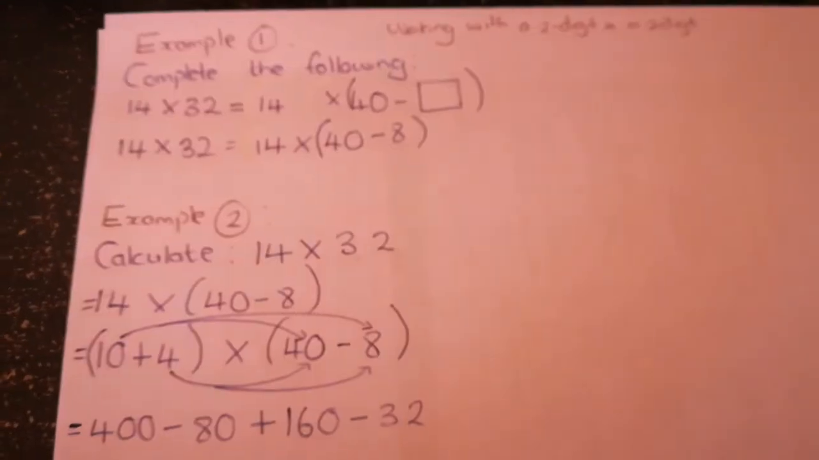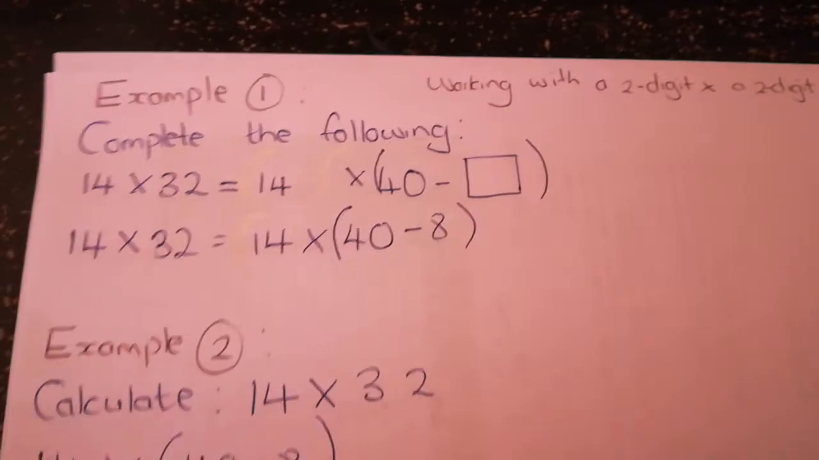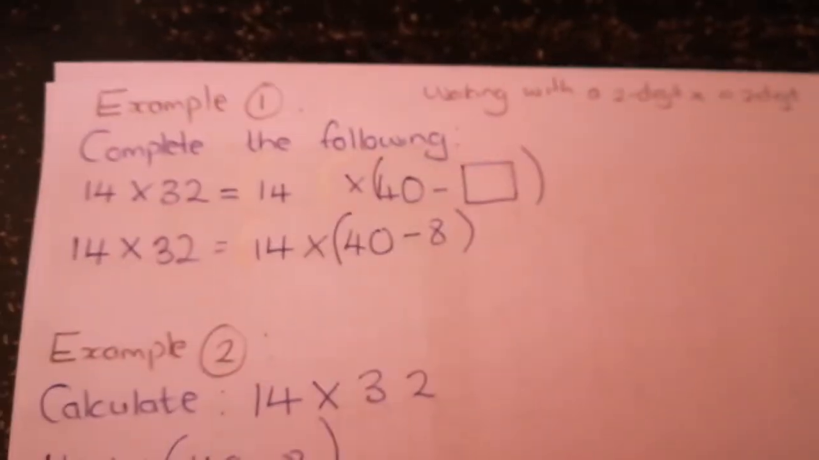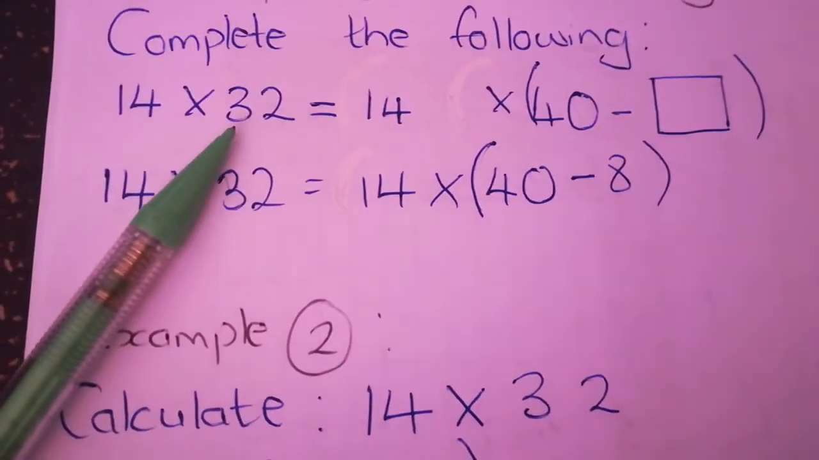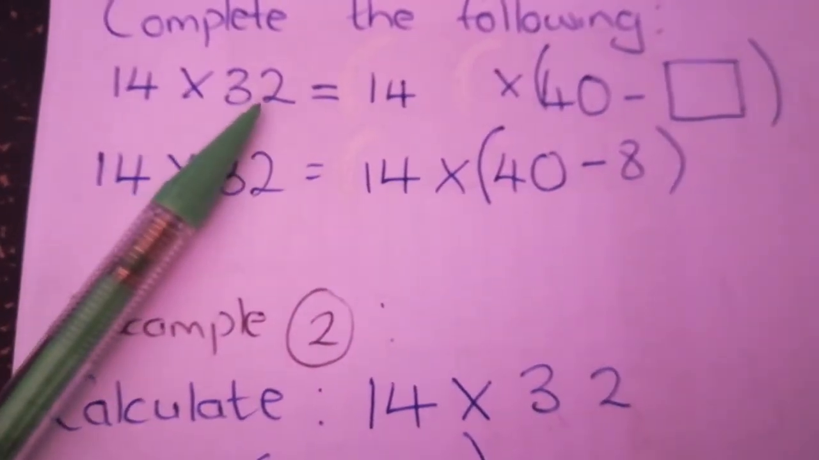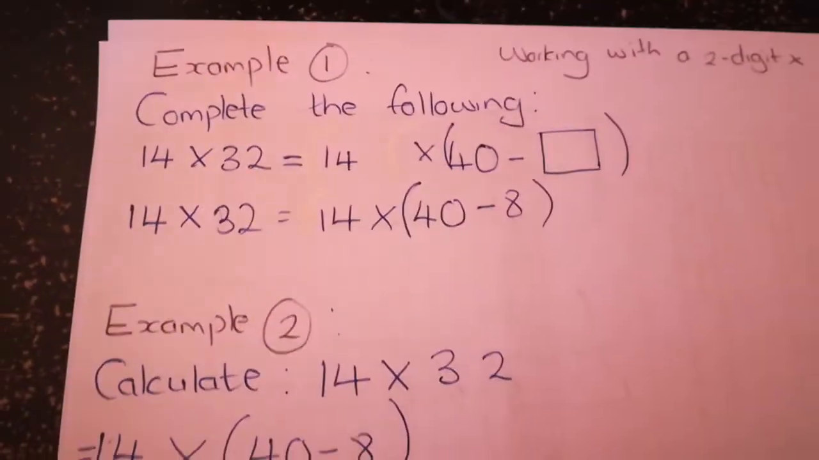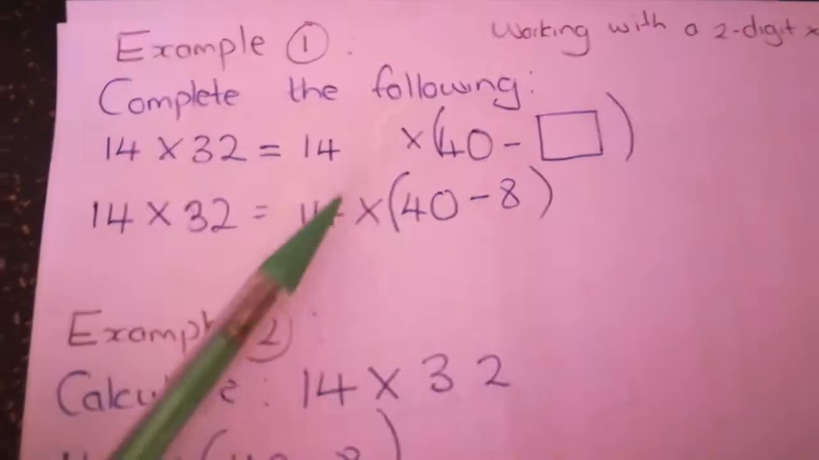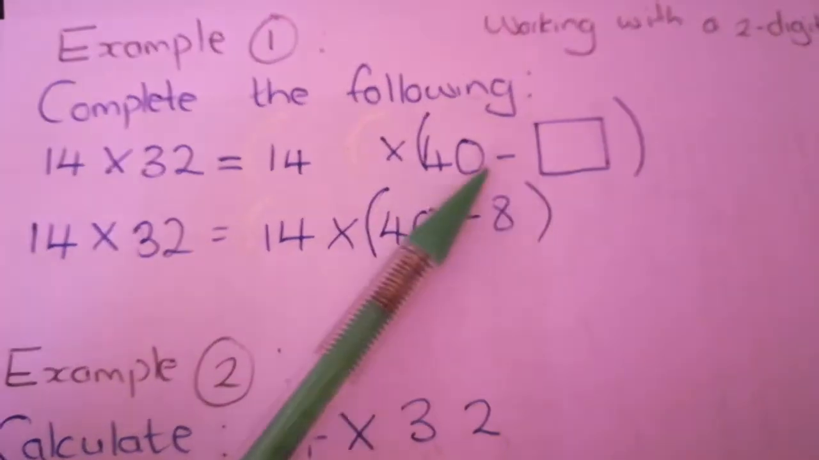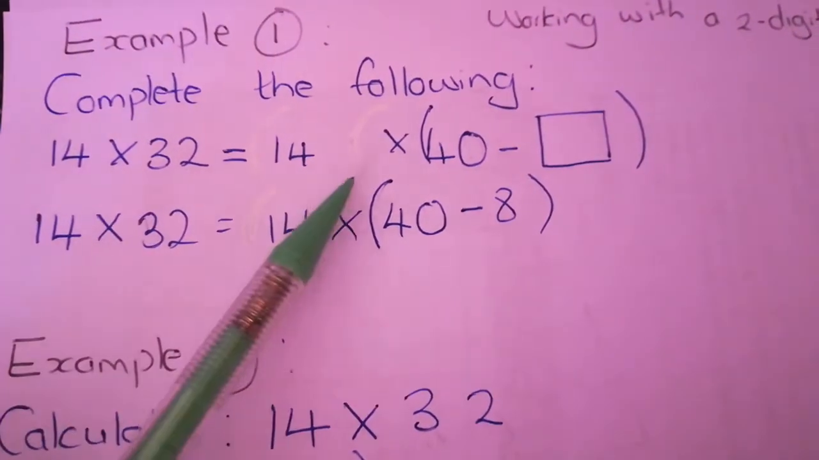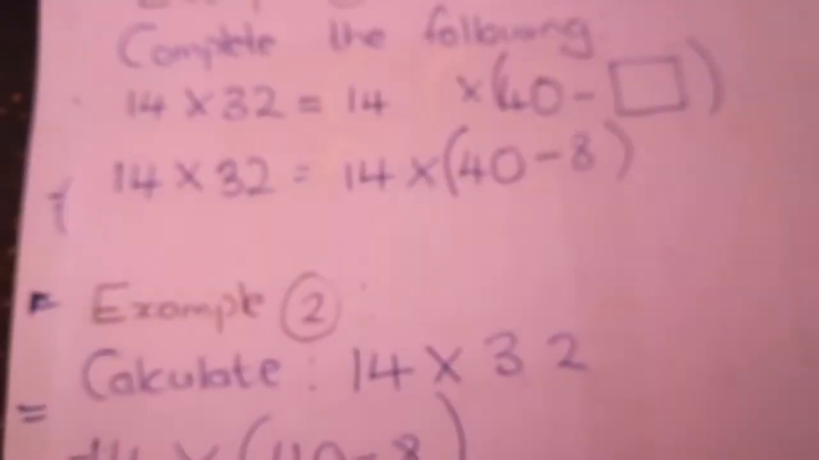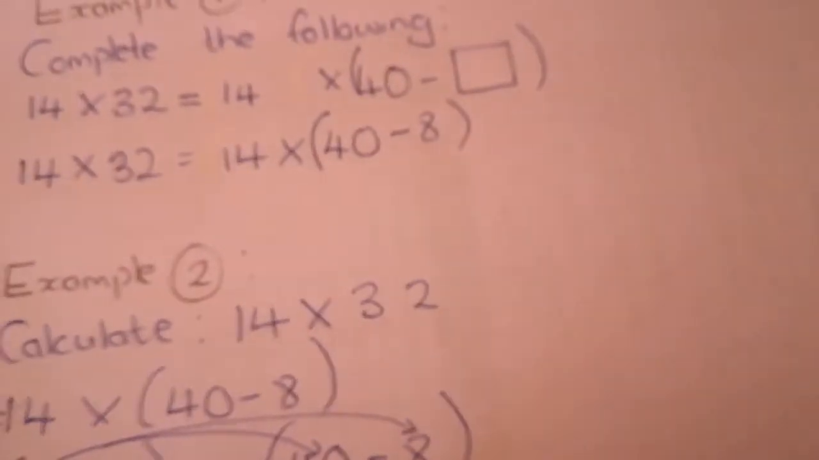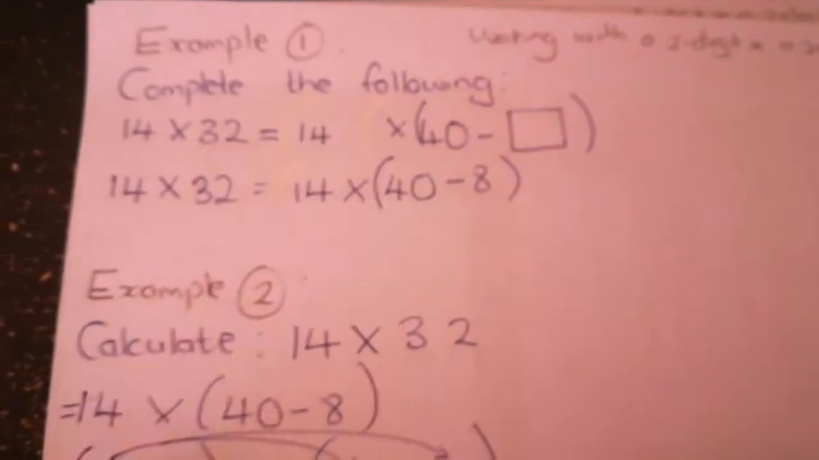Let's continue with the next example. Right, so here we are looking at a 2-digit number times another 2-digit number. If you look here, 14 is a 2-digit number, so is 32. It is a 2-digit number because it consists of two numbers. So we are basically doing the same thing as we did in the previous activity where we are completing the following. So here 14 times 32 is the same thing as 14 times 40 minus 8 because 40 minus 8 equals 32. Right, okay, so you should be okay with that, filling in the blank.